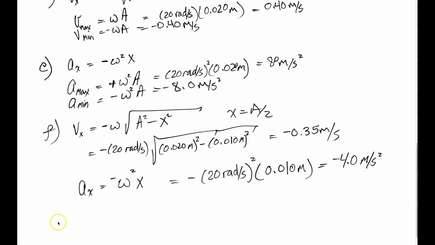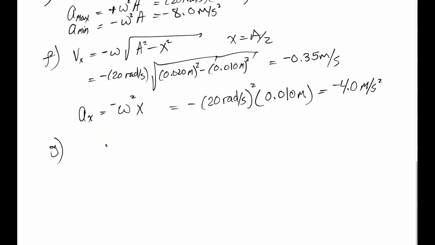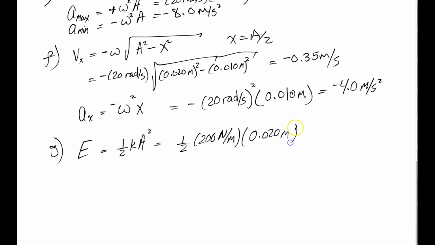And part G is asking for the energy. So the total energy is given by 1/2 k times the amplitude squared. So this is 1/2 times 200 newtons per meter times 0.02 meters quantity squared, or 0.040 joules.